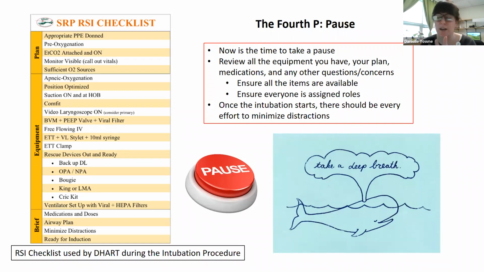So this is a checklist that I used when I worked at DART. We've made a new checklist for Valley, and we have it printed and laminated. It's on the glide scope, it's on the airway cart, and it really just talks about let's pause, let's check our equipment, let's make sure we have everything. Do we have any questions or concerns? Take a deep breath and then move forward. Every emergent situation needs this pause moment somewhere. So this is when we need to take it.